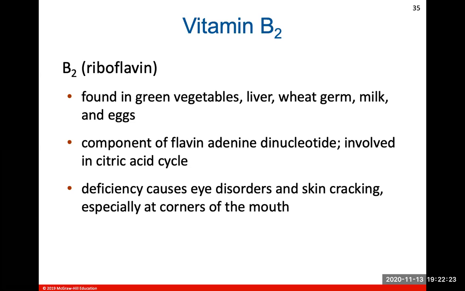B2 is riboflavin. This is found in green vegetables, liver, wheat germ, milk, and eggs. It's involved in the citric acid cycle because it's a component of flavin adenine dinucleotide. And its deficiency causes eye disorders, skin cracking, especially at the corners of the mouth.